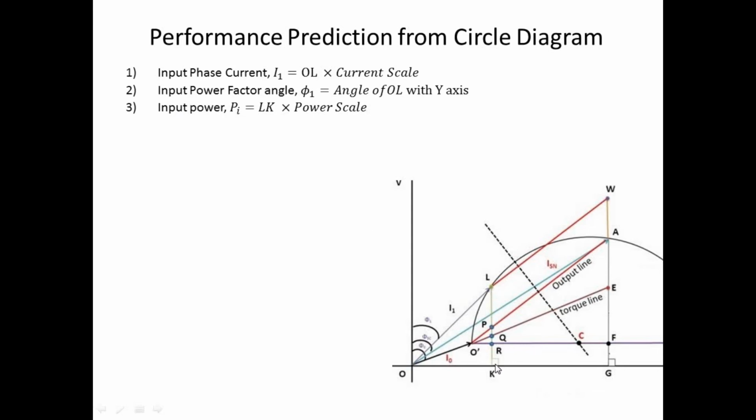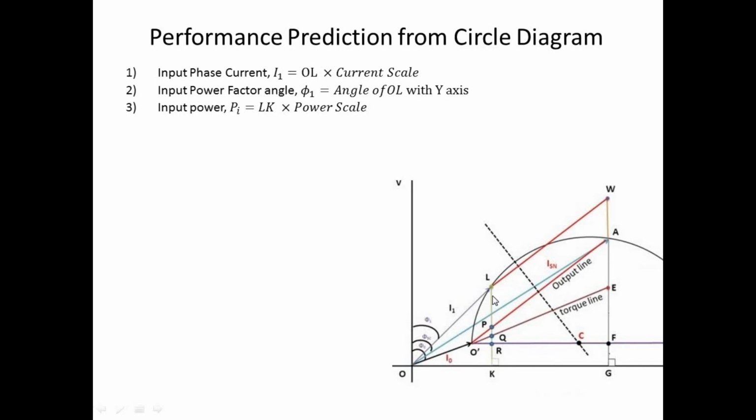So we told that this is the power line. LK is the total power input to the motor that we are supplying from the power supply. So LK into power scale will give the input power in watts. And we told that out of this total input power, this Kr is the constant loss, Rq is the stator copper loss, and Qp is the rotor copper loss. So this Kp is the loss.